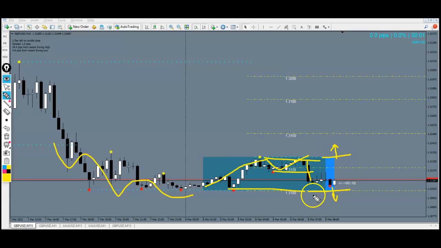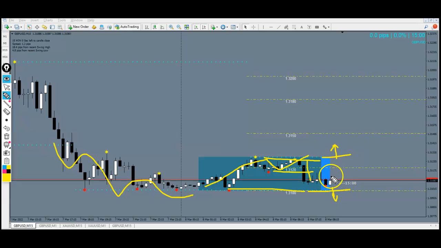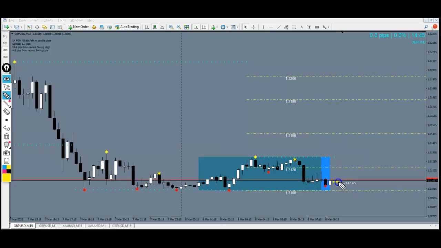That's one set. Another thing we can look for is a nice bullish engulfing bar for us to go long, or a kangaroo tail, otherwise known as a hammer, so that we can go long. But we know that there's a nice support here.